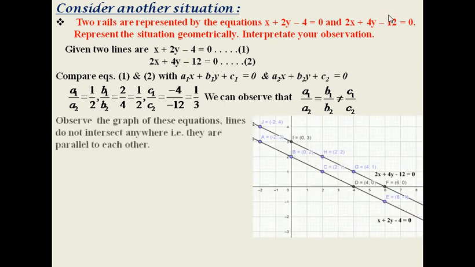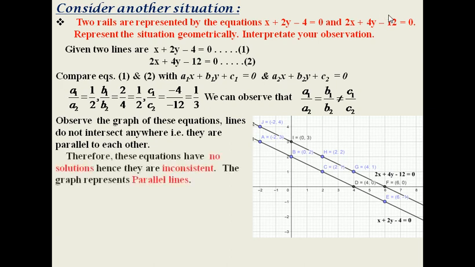If we draw the graph of these two equations, we get parallel lines. That means the lines do not intersect anywhere. Therefore, these equations have no solution, hence they are inconsistent. The graph represents parallel lines.